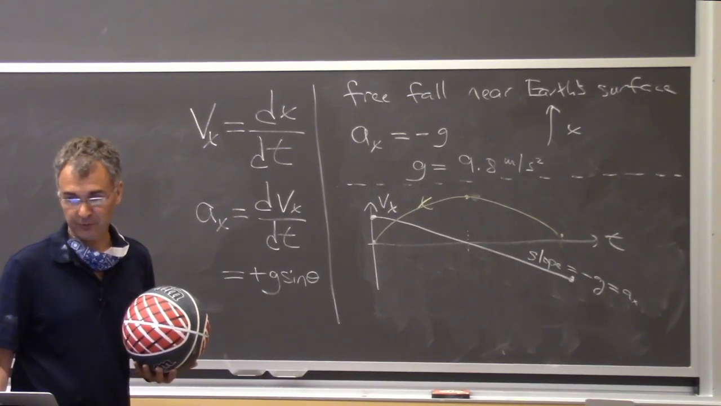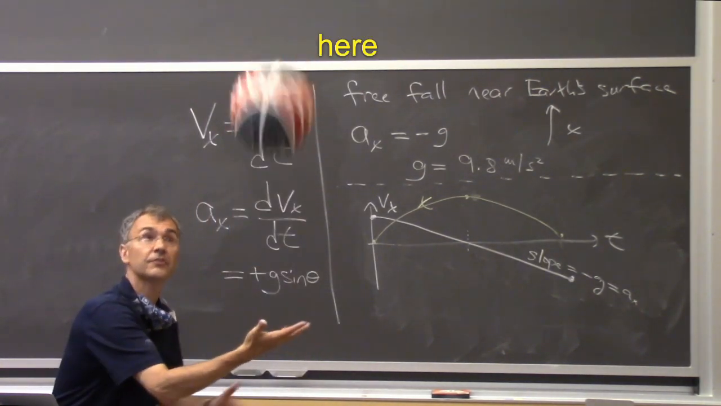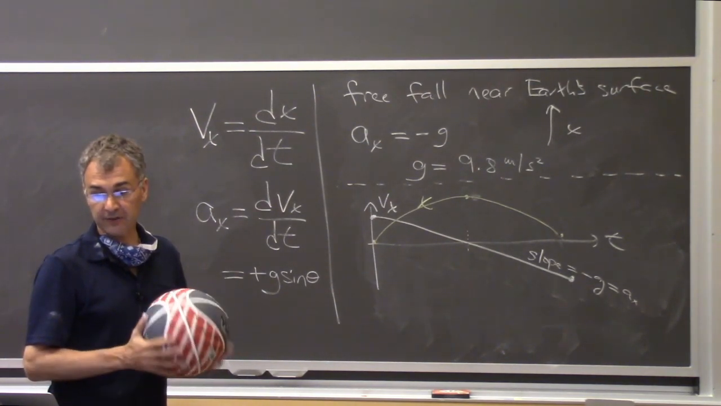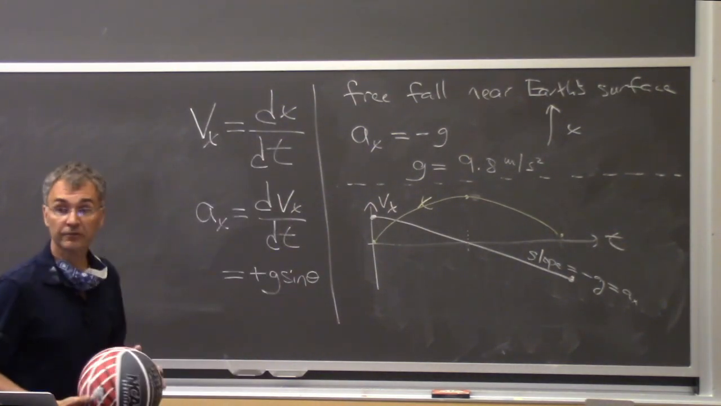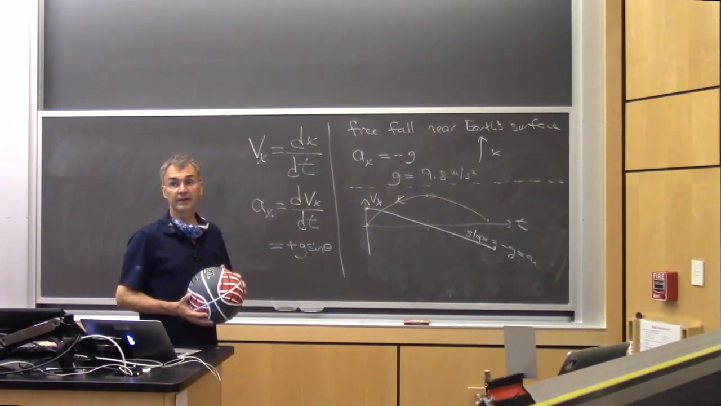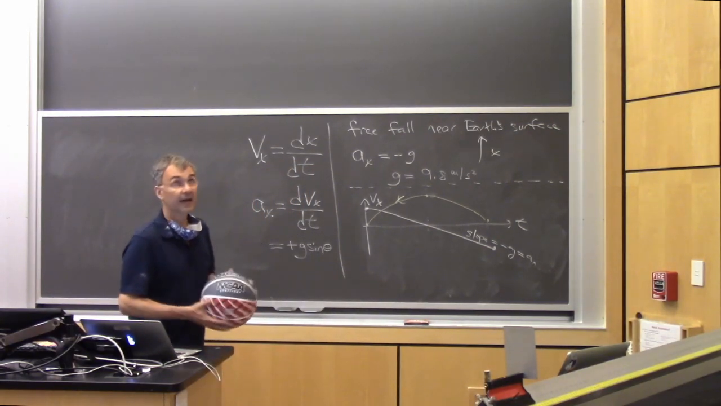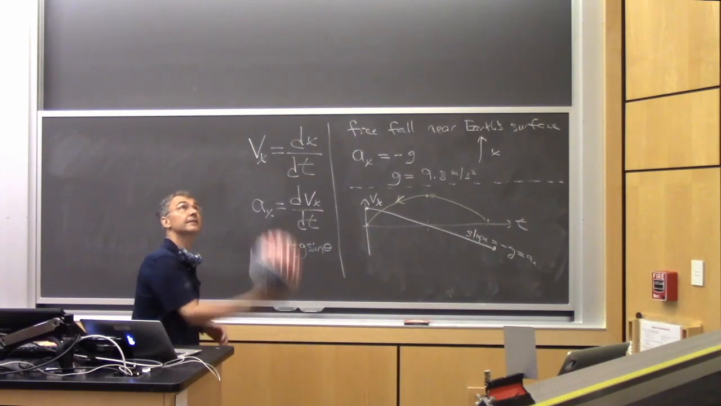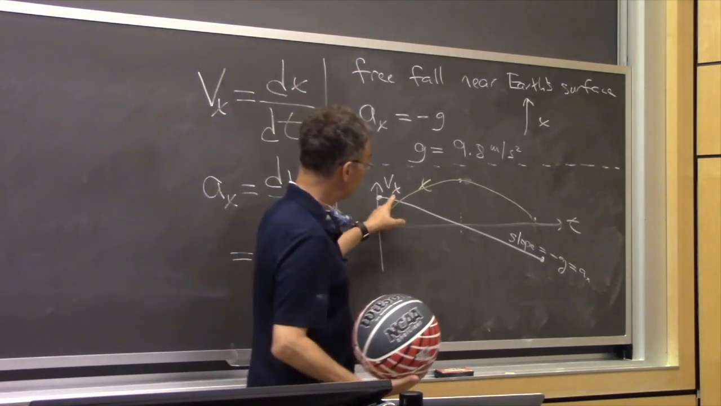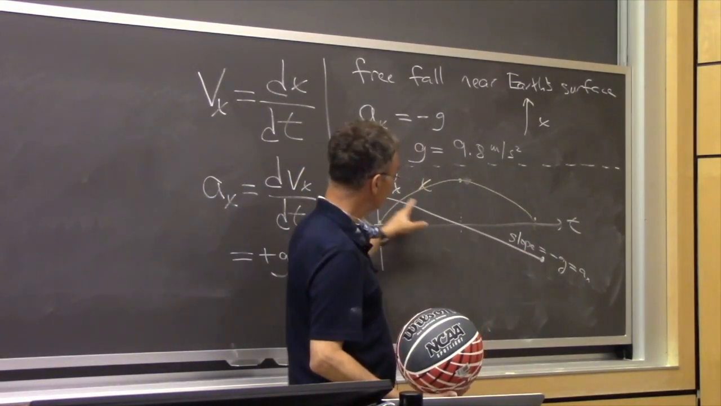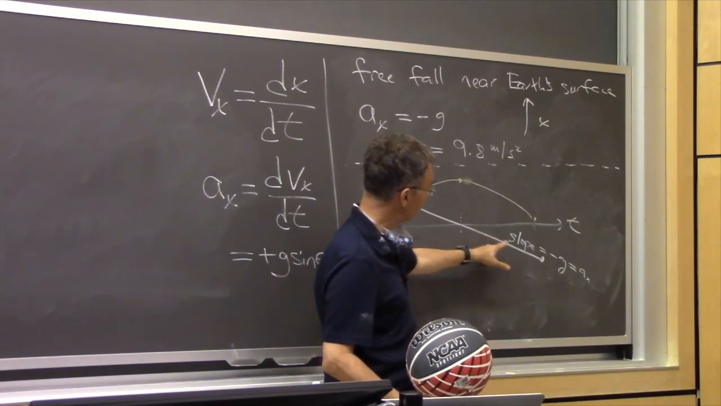By the way, at the very top of the basketball's trajectory, at this point, what is the value of v sub x at this point? So stop for just a moment and think. I say v sub x is 0 at that point. And then, at that same point, what is a sub x? Well, a sub x is the slope of this v sub x versus time curve. I say this slope is still minus g. Here it's minus g, here it's minus g, here it's minus g.